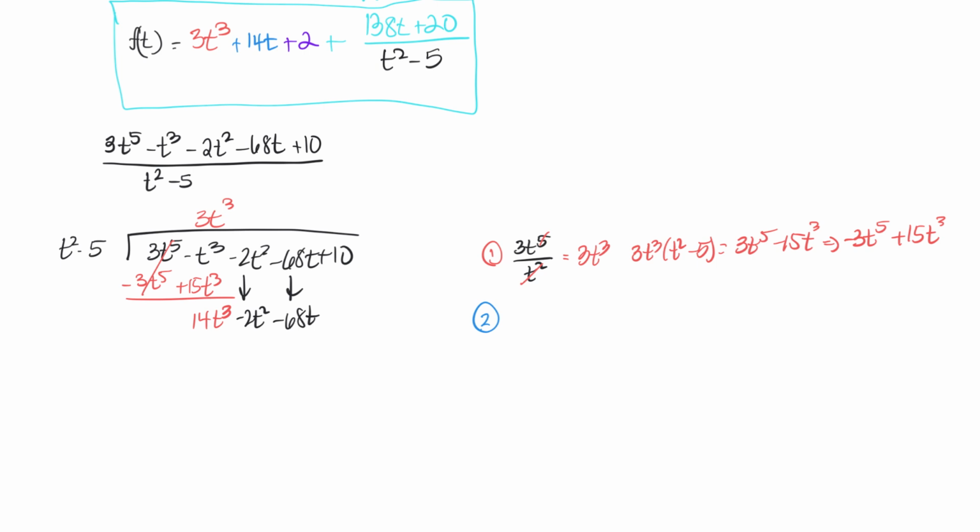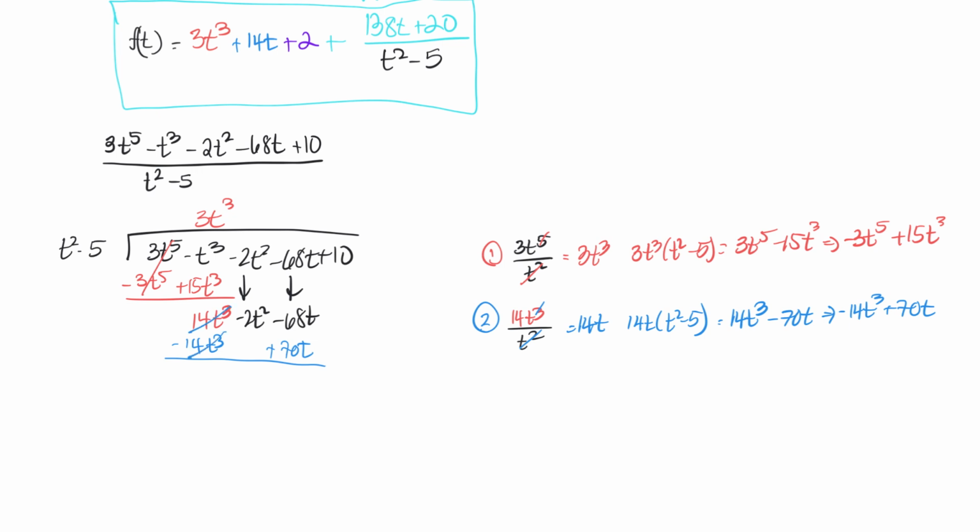So for term 2, now we have 14t cubed, and we divide it by our t squared, and we get our 14t. Okay, this feels familiar. 14t times t squared minus 5 is going to get us 14t cubed minus 70t. Multiply it by our negative, 14t cubed plus 70t. And this is where things are going to be different because now we have our negative 14t cubed, no t squareds, and then we have plus 70t, but now that 68 was negative. And so now when we bring it down, the negative 2t squared just comes on down. Negative 68 plus 70 means we have plus 2t, and then we'll bring down our plus 10. And we can't forget to put our plus 14t at the top.